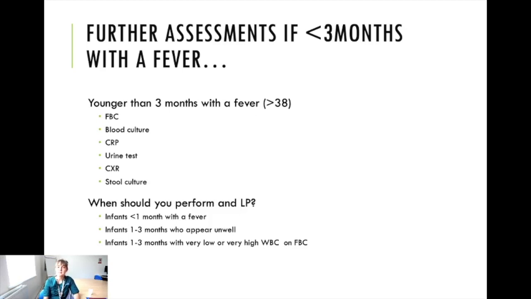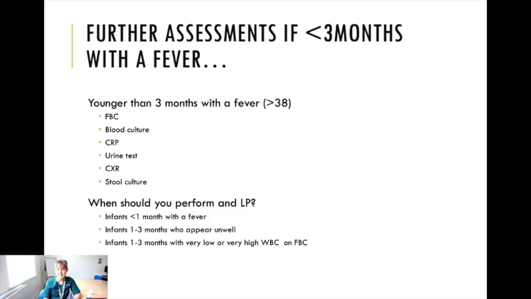But the NICE guidelines split it into under 3 months initially. So if you're under 3 months with a fever of over 38, you pretty much always do a partial septic screen. So that's your full blood count, blood culture with a CRP, and a urine test if you can. We tend to put little pads in. Obviously it's difficult sometimes, especially if a little one's dehydrated. Consider a chest x-ray if you had a high suspicion in an under 3 month, and a stool culture if they've got loose stools.